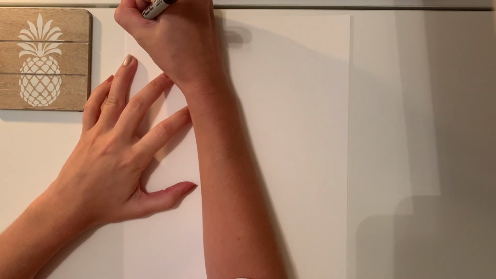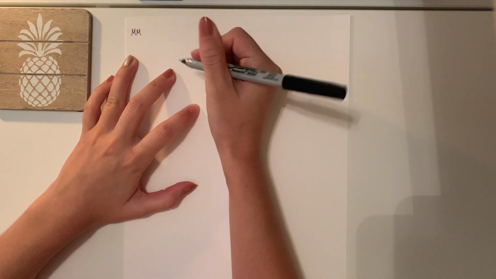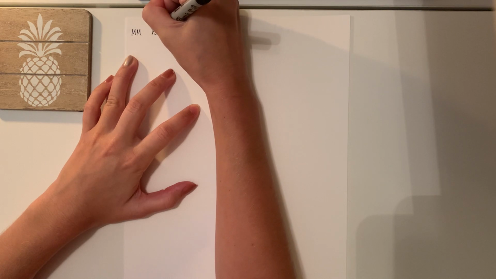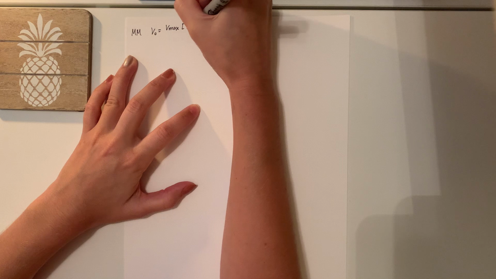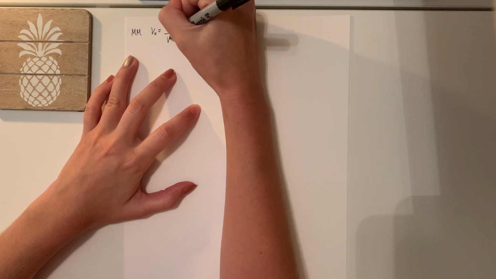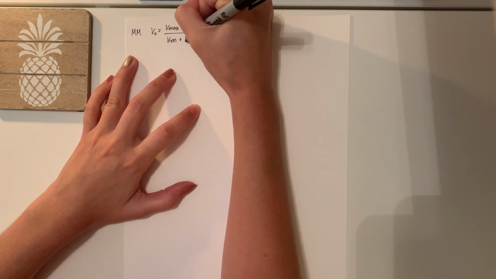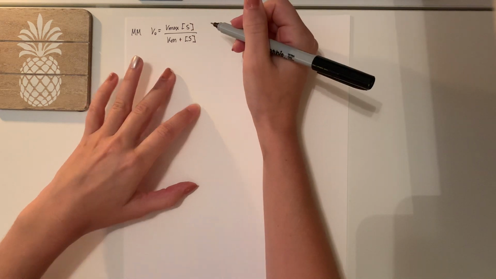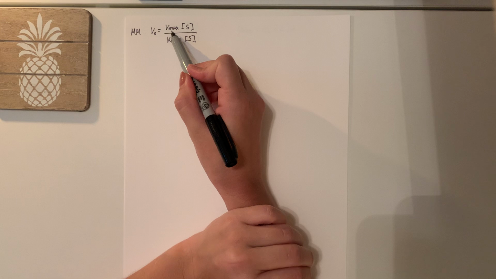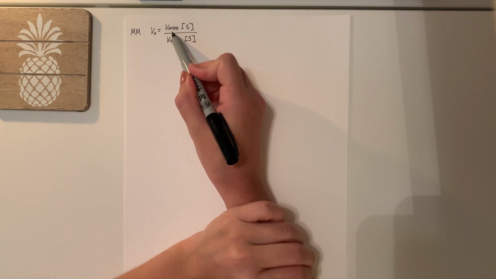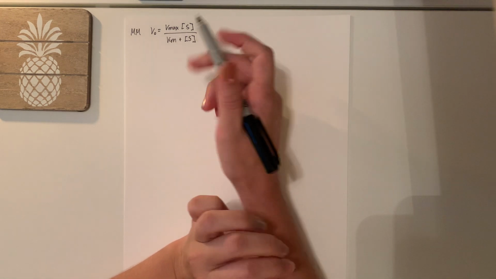The Michaelis-Menten equation is given as V null equals V max times the substrate concentration divided by Km plus the substrate concentration, where V null is the initial reaction rate, and V max is the maximum velocity when all enzymes are bonded to substrate.